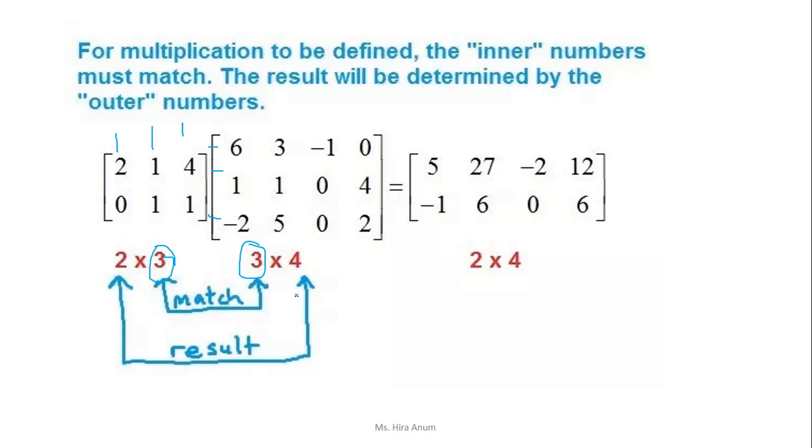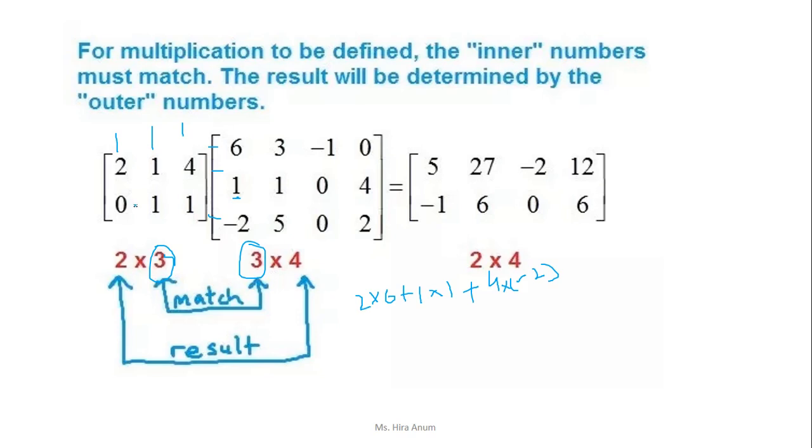be 2 cross 4. You can multiply 2 multiplied by 6 plus 2 multiplied by 1, 1 multiplied by 1, 4 multiplied by minus 2, and it becomes this.